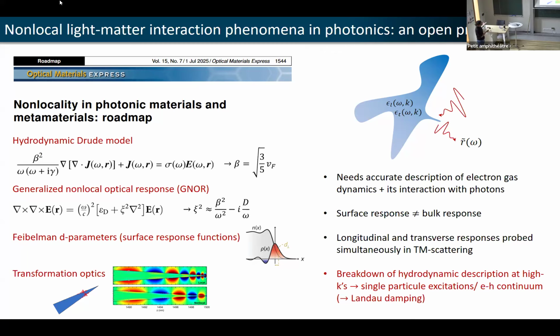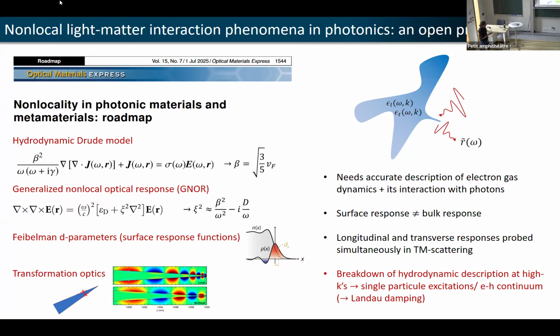So people have generalized this a little bit. You can derive this with a length scale, which again has the beta, but they add an imaginary part to describe diffusion, something which is damped, to account for dissipation in the system. Another formulation that has been used quite a lot is the Feibelman d parameters, which are basically a surface response function, and then other attempts also with transformation optics. I will not go into the details. If you're interested, you can look at that.